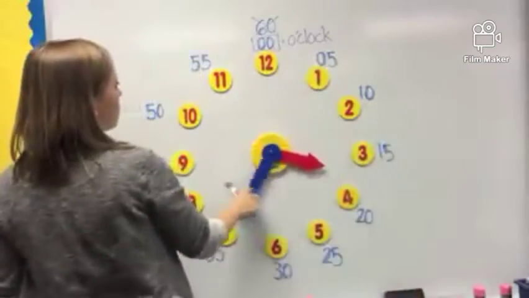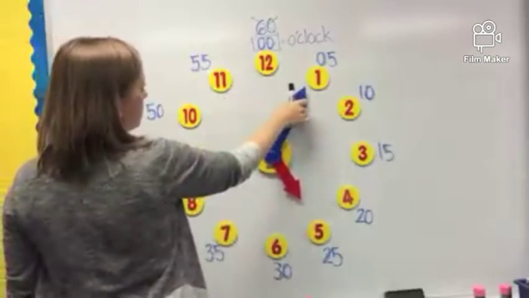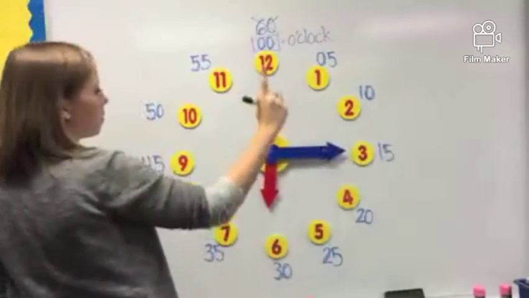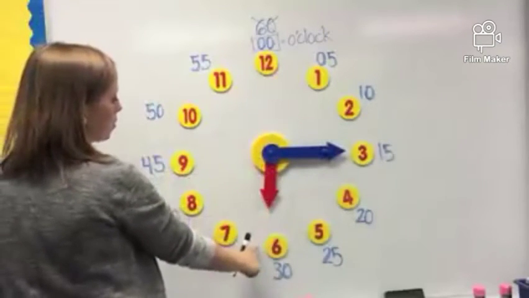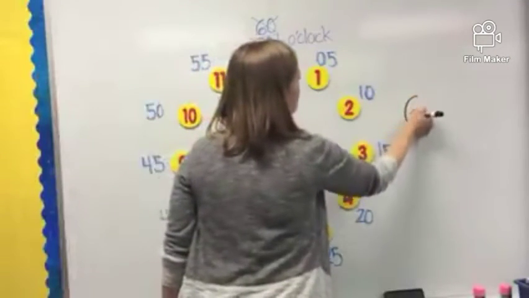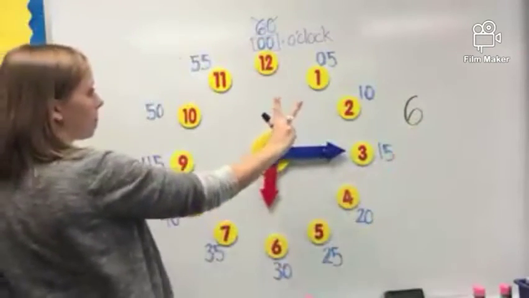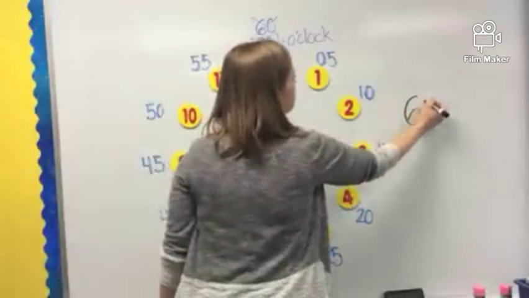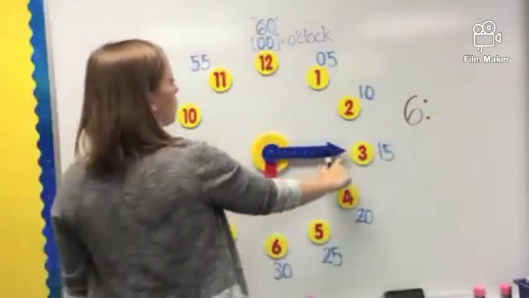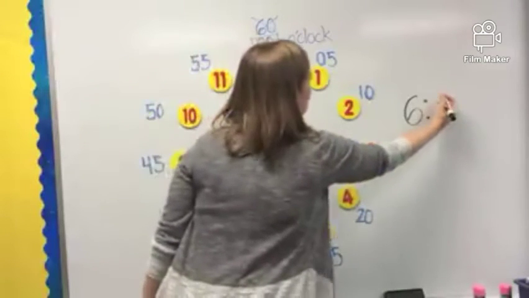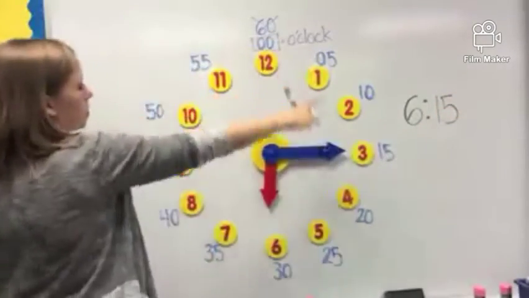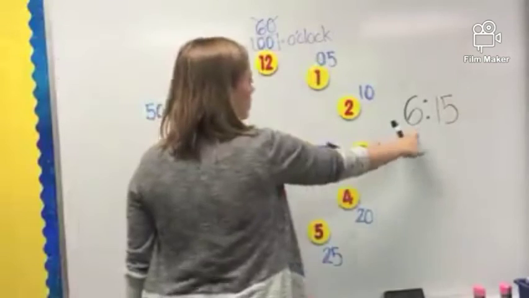Let's try another one. Remember the 3 steps. We're going to start with the short hand first. In this case, we're going to look at the short hand, and because it went between 2 numbers, it went past the 6, so we're going to go ahead and write 6 down. Our second step, draw the 2 dots, and then the third step is to look at that long blue hand for the blue numbers on the outside, which are 15. Write them down. In this case, the time is 6:15.